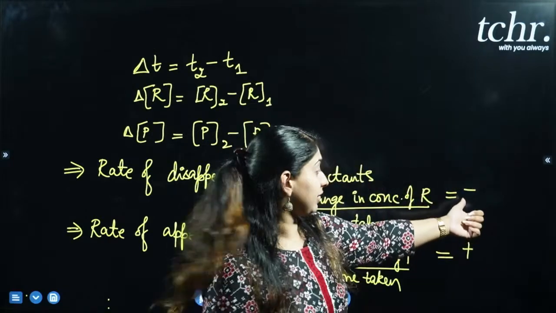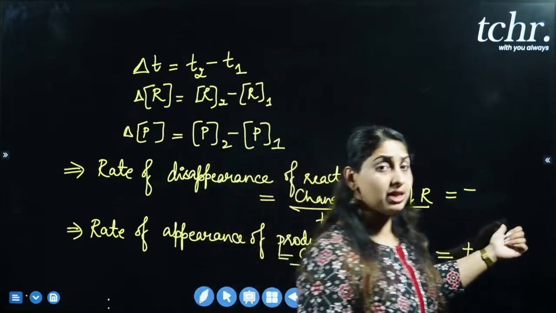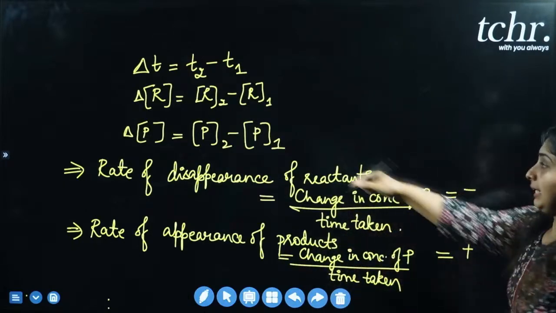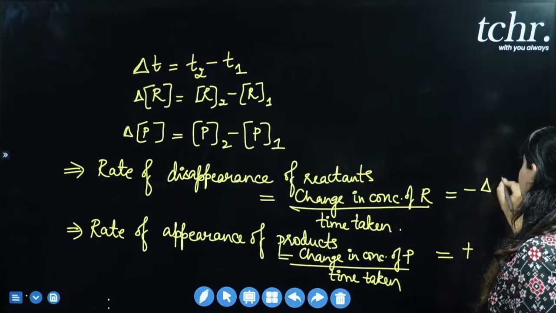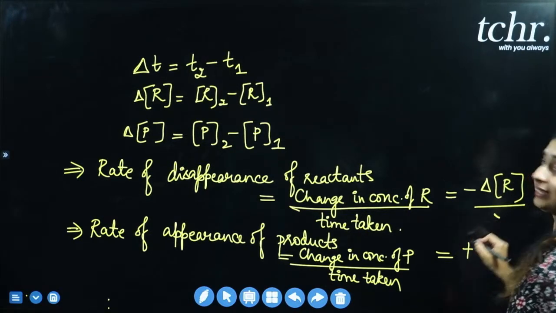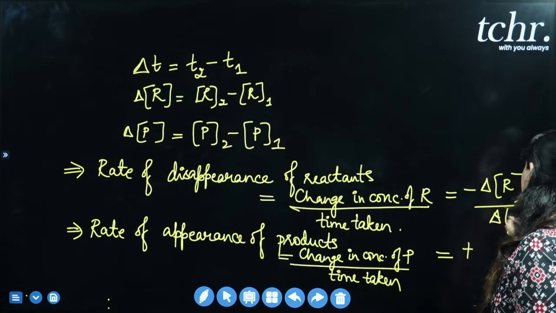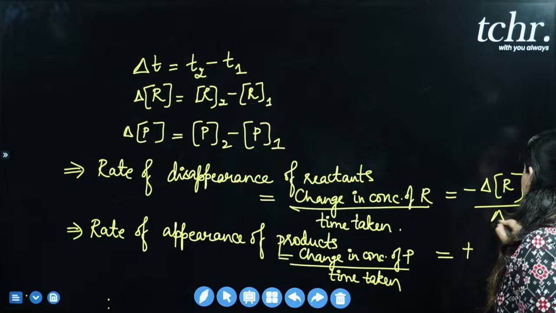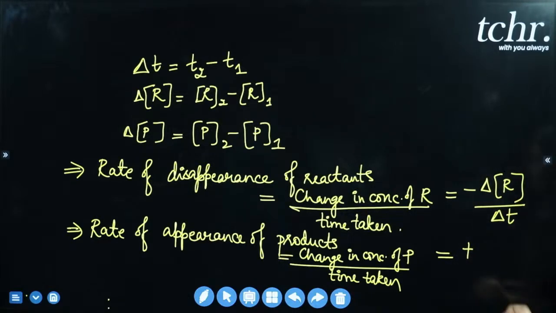So a negative sign because the concentration of the reactants is decreasing. So minus delta R. What is the change in concentration of reactants? It is minus delta R by time taken, delta T. Correct? So delta T. This is how you write the expression.